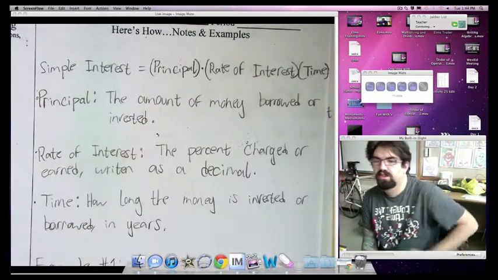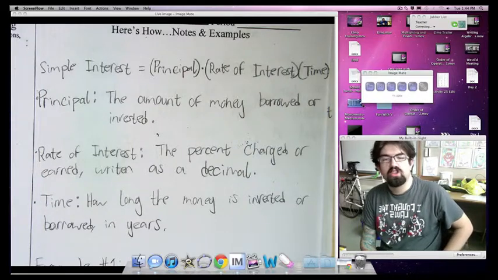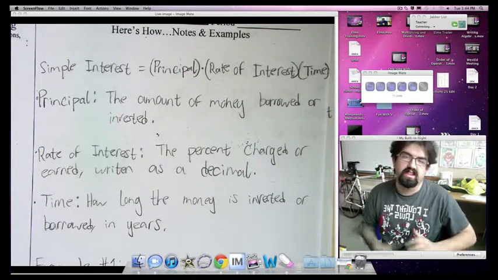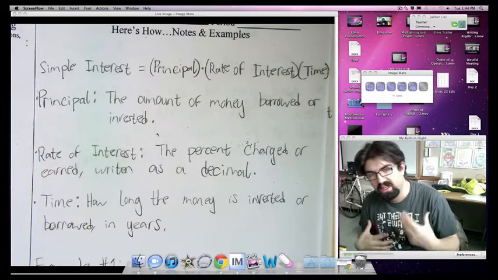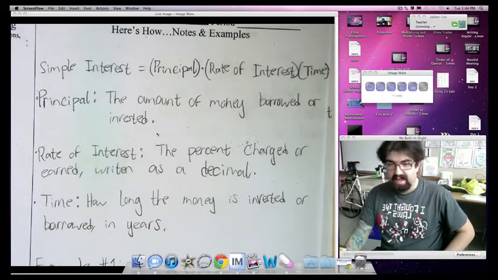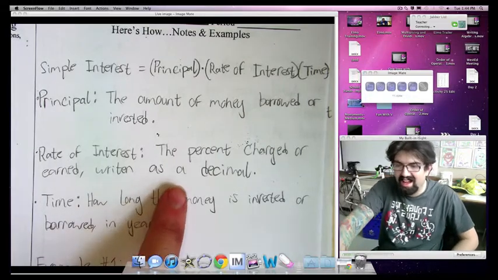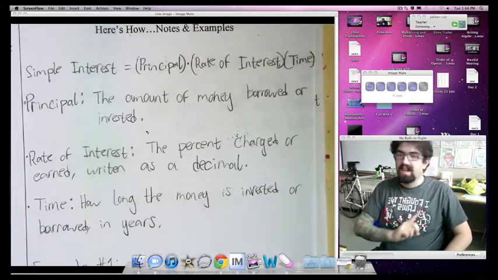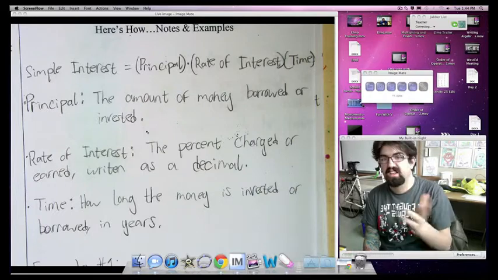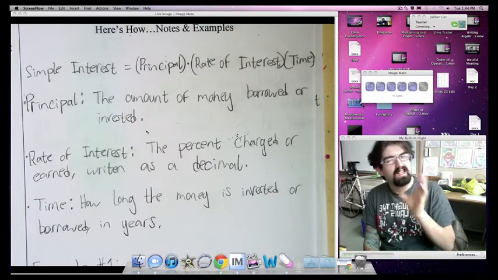Rate of interest: the percent charged or earned. So if it's gaining interest, or this is how much interest it builds that you have to pay back, that's what it is. But when you multiply everything together, it has to be done as a decimal, not as a percent. You have to change it from a percent into a decimal. That's usually the tricky part.